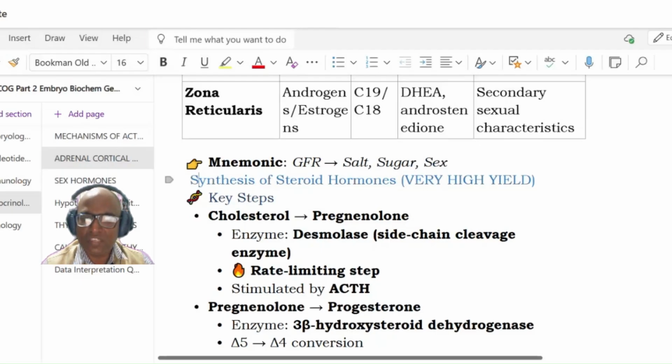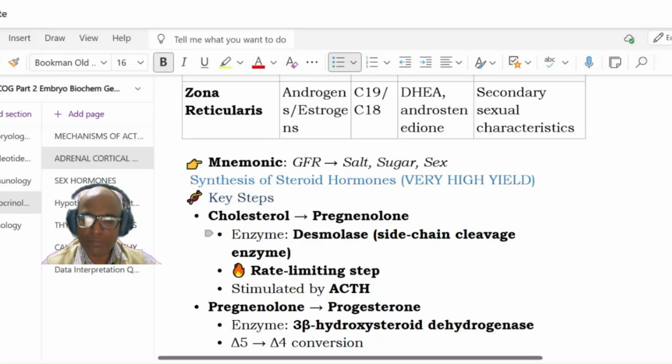Then coming to the synthesis of the steroid hormone, the basic molecule which is required for the synthesis of this hormone is cholesterol. From cholesterol you are getting these hormones. So cholesterol is converted into pregnenolone, and the enzyme responsible is the desmolase enzyme. It is a side chain cleavage enzyme. That is the rate limiting step, and it is stimulated by ACTH. Please remember this: cholesterol to pregnenolone is the rate limiting step.